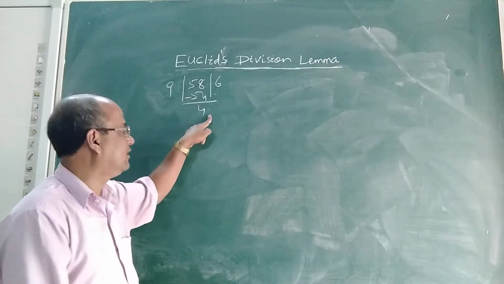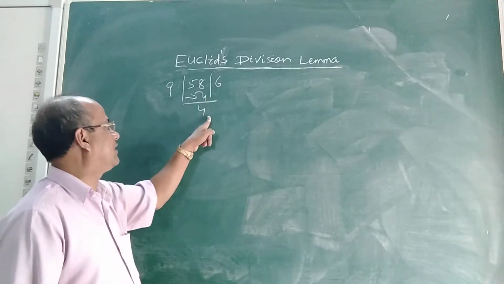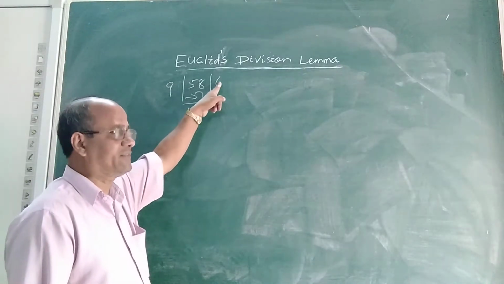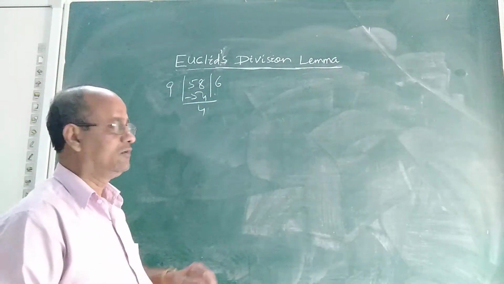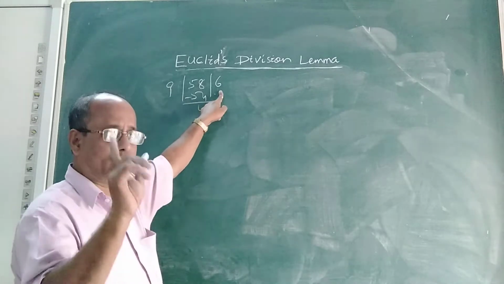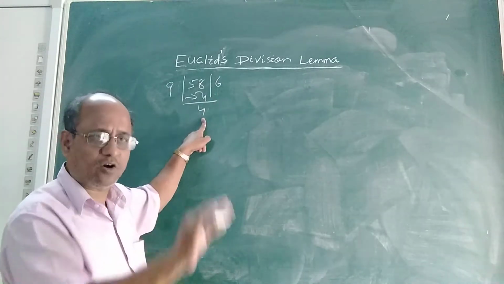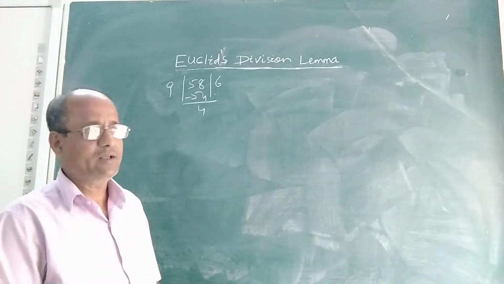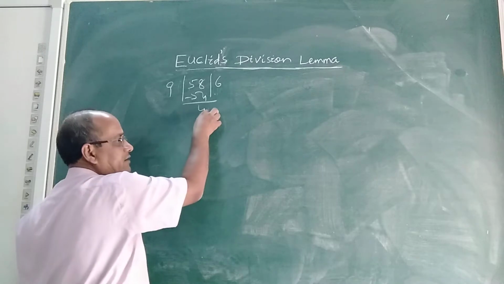Now tell me children, will you get any other quotient and remainder on dividing 58 by 9? The answer is clearly no. On dividing 58 by 9, the quotient will only be 6 and the remainder will only be 4. It cannot be any other number. That means the quotient and remainder are unique.